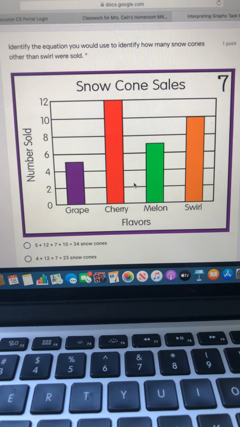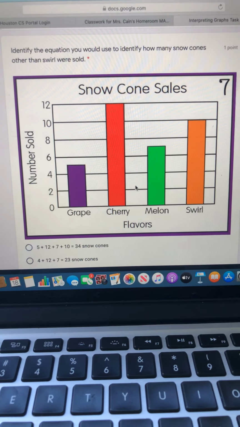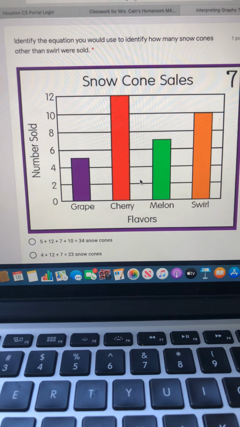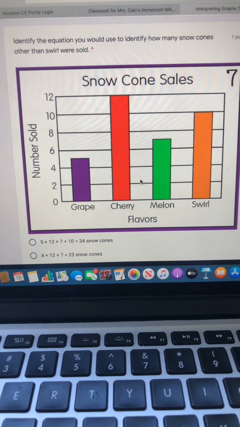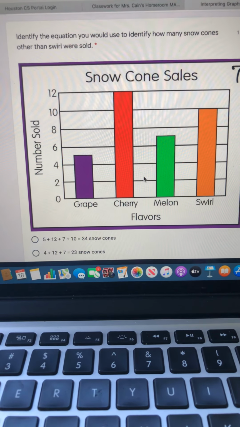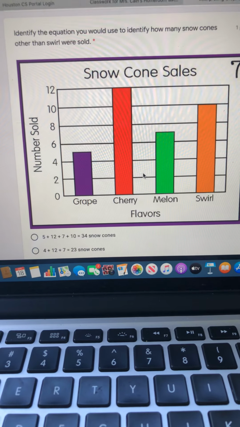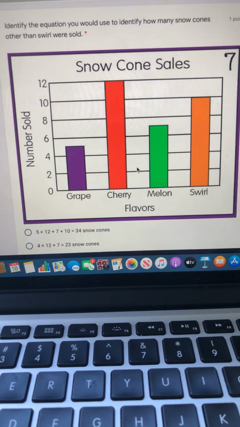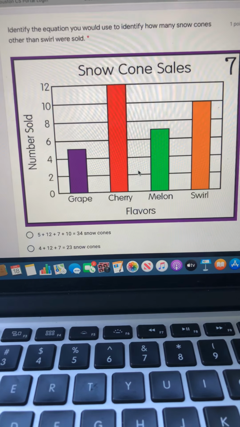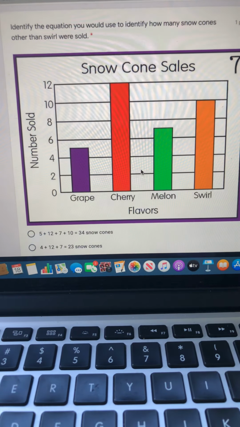All right, so the next question is going to ask to use the same graph. And the question is, identify the equation you would use to identify how many snow cones other than swirled were sold. So how many snow cones other than swirl were sold?